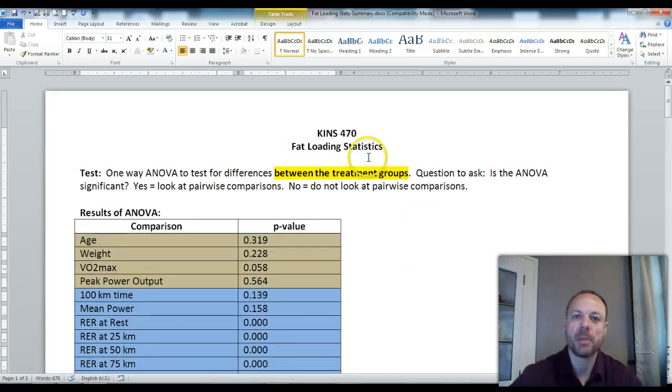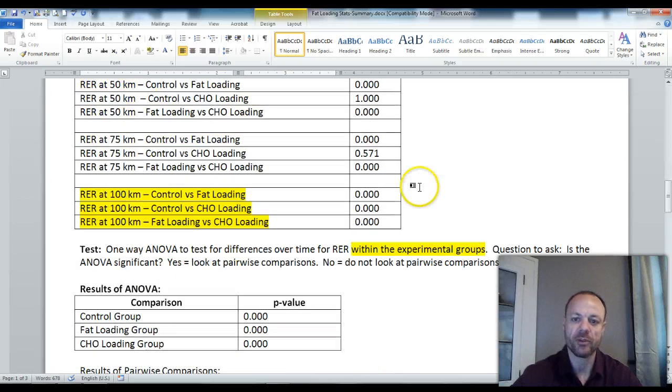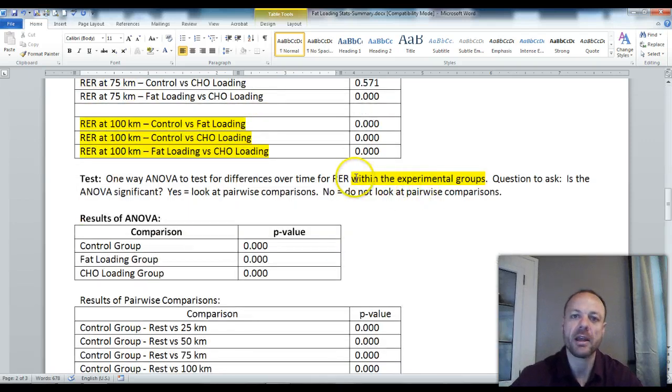This is broken up into two different sections. One section is looking at between groups, and another section of the statistical output is looking at information or the difference within experimental groups.